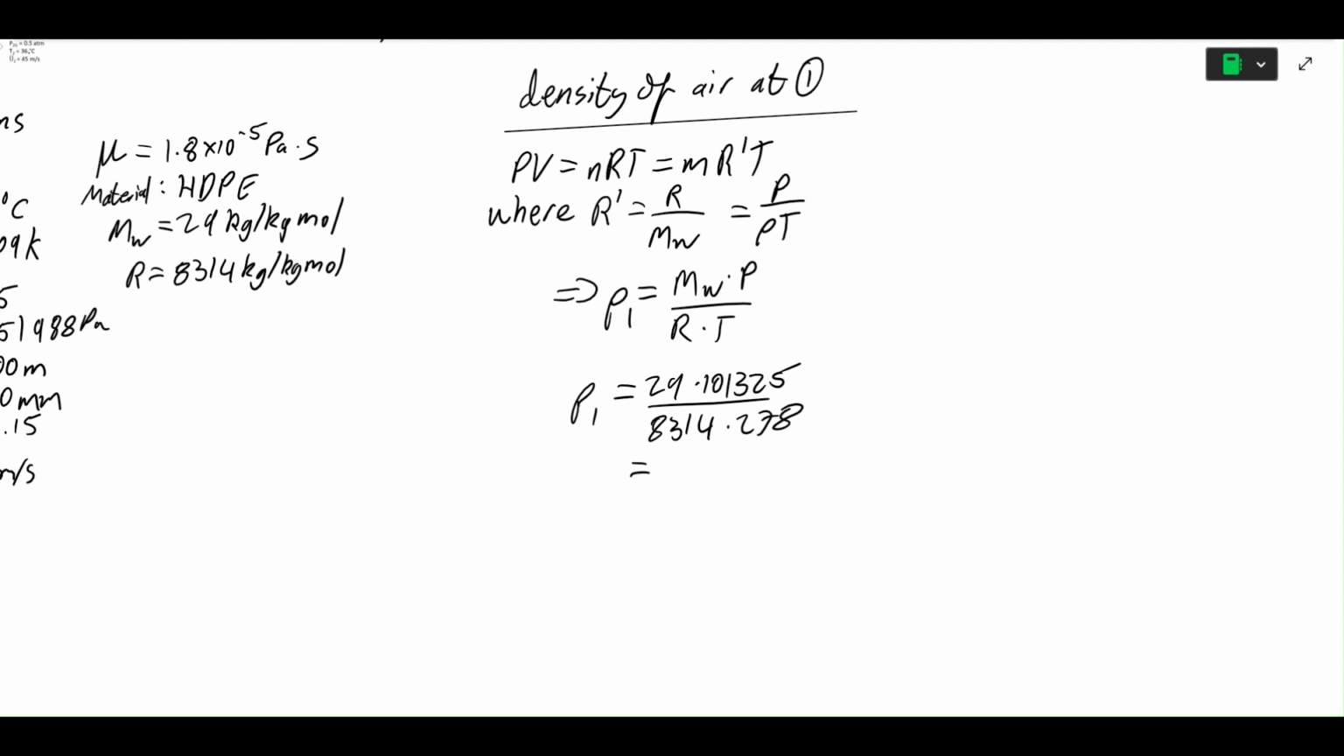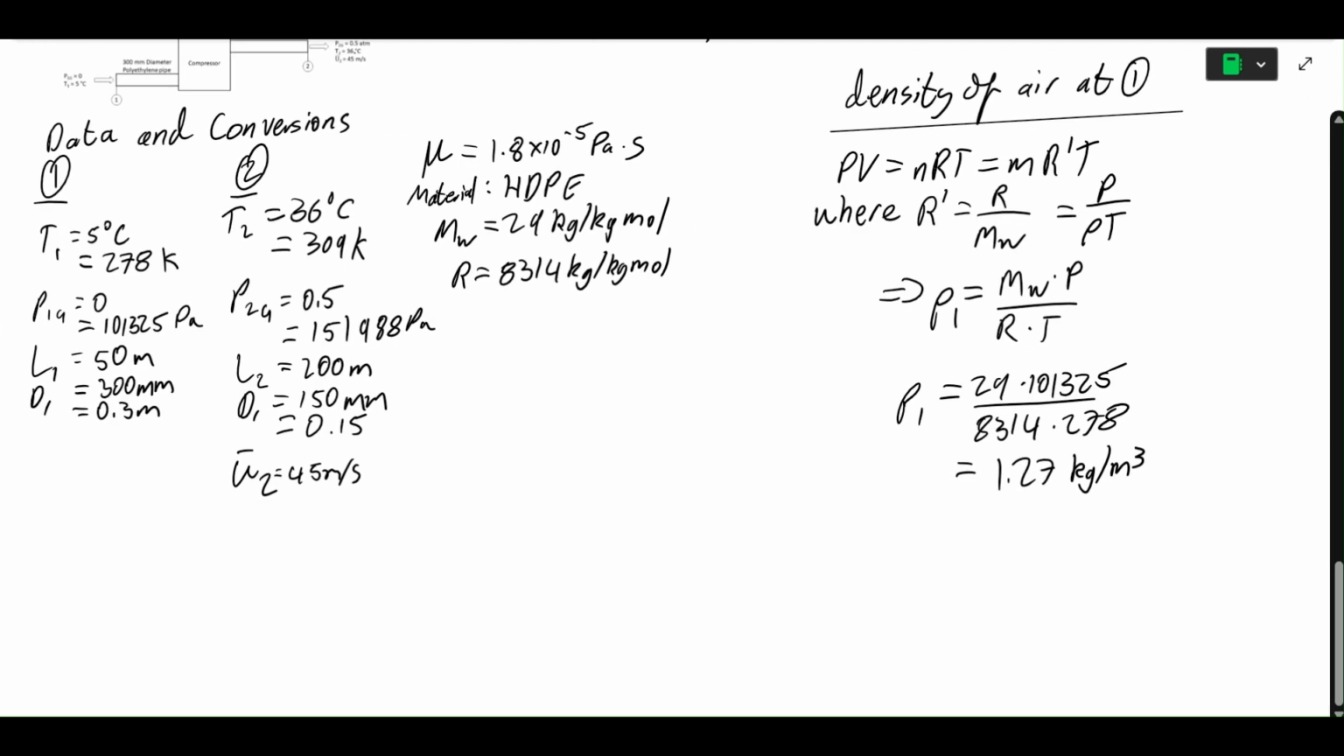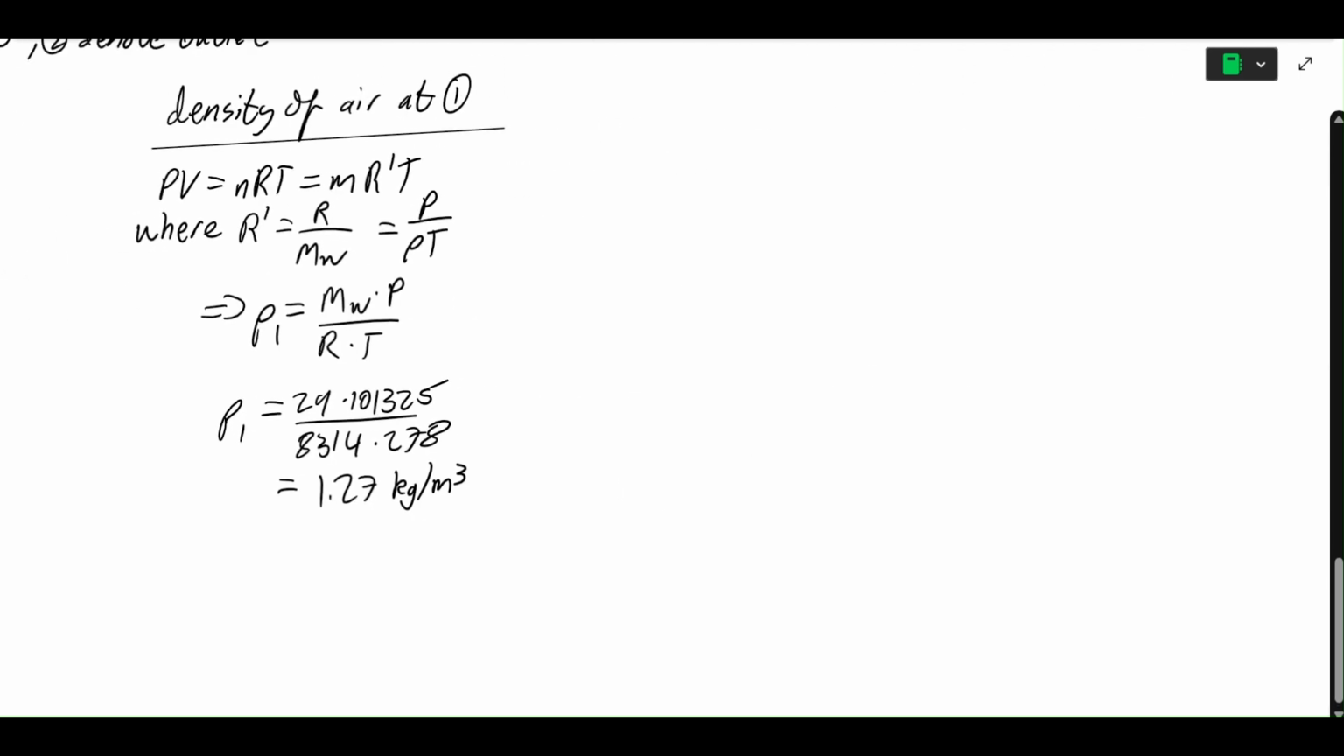So 29 times 101,325 over 8314 times 278. I'm just using my calculator here. 1.27 kilograms per meter cubed. We are writing everything in SI units because it just makes life easier when we convert into the units of context later on, which we're not going to do here, but you know, in other problems.